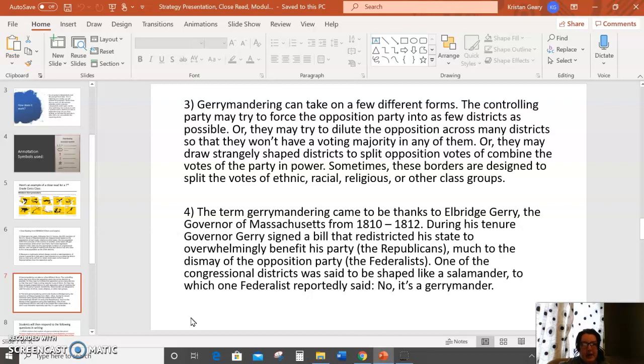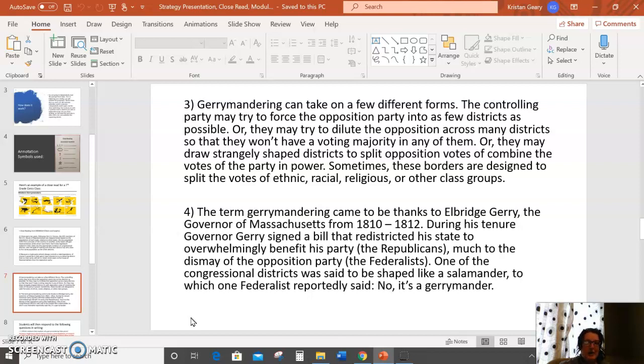The term gerrymandering came to be thanks to Elbridge Gerry, the governor of Massachusetts from 1810 to 1812. During his tenure, Governor Gerry signed a bill that redistricted his state to overwhelmingly benefit his party, the Republicans, much to the dismay of the opposition party, the Federalists. One of the congressional districts was said to be shaped like a salamander, to which one Federalist reportedly said, "No, it's a gerrymander."